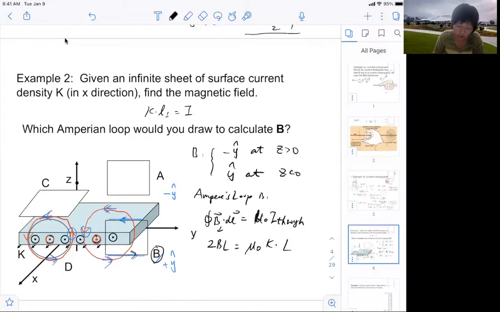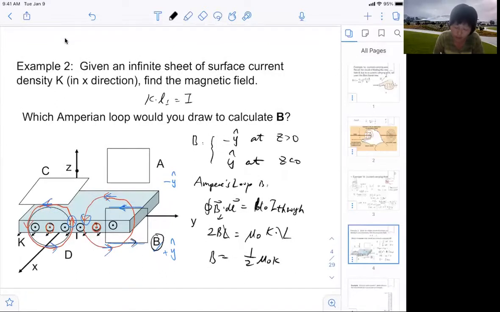Okay, and then we choose the Ampere loop to be however long you want, and it doesn't really matter. This is very much similar to when we do Gauss's law. The length cancels out. We get B to be 1/2 mu naught K. So it's a constant, which is in the negative y hat above the plane, and there's a positive y hat below the plane.